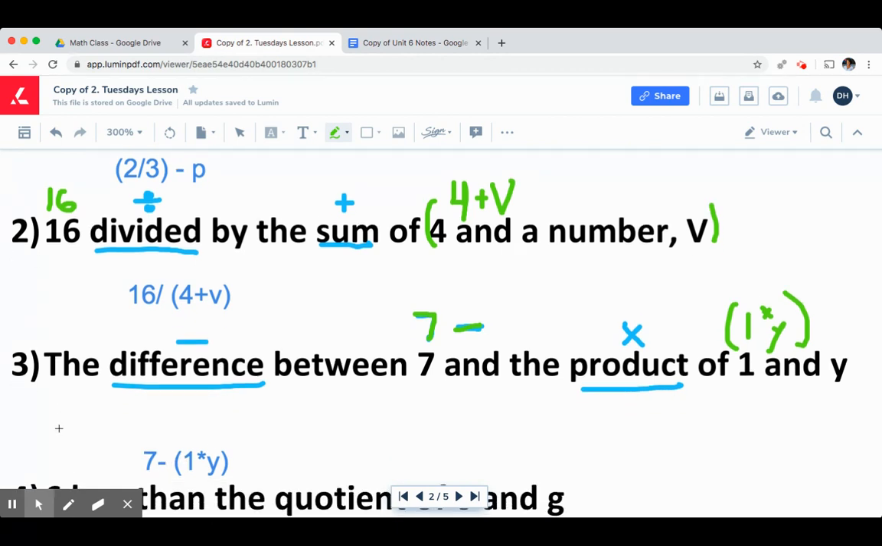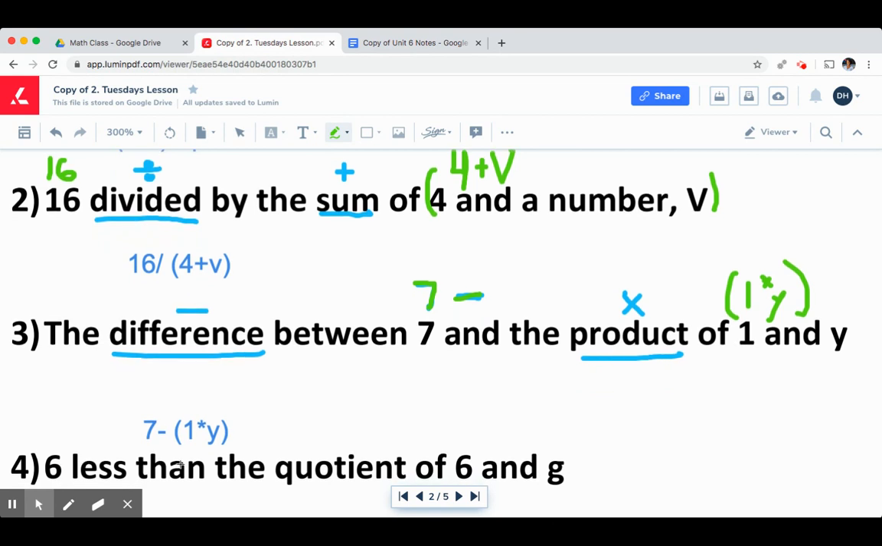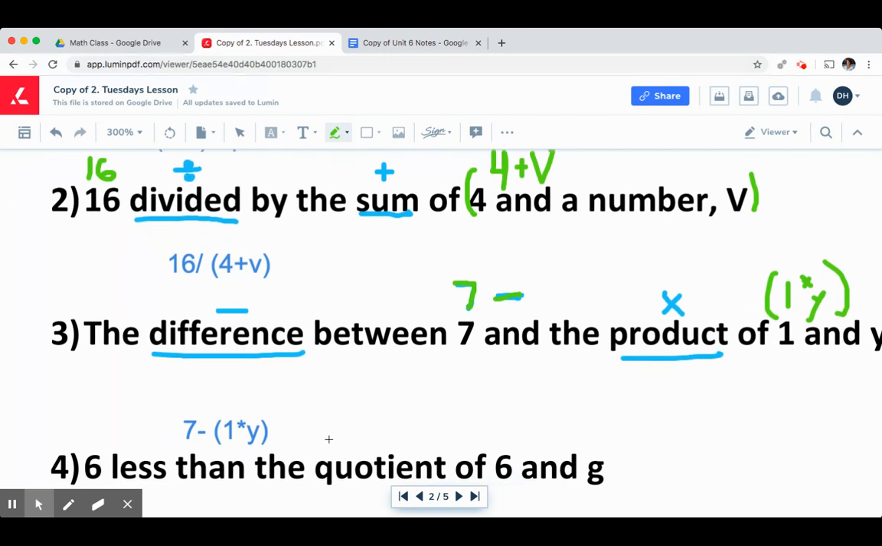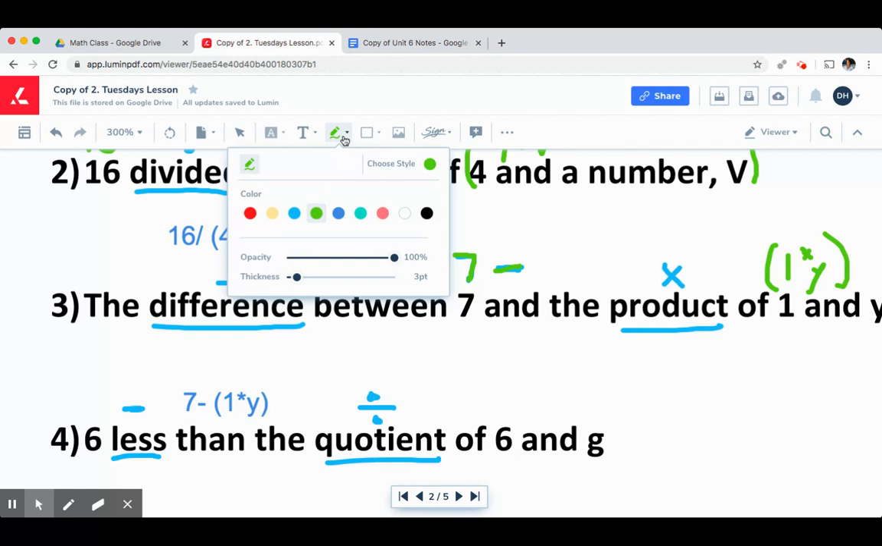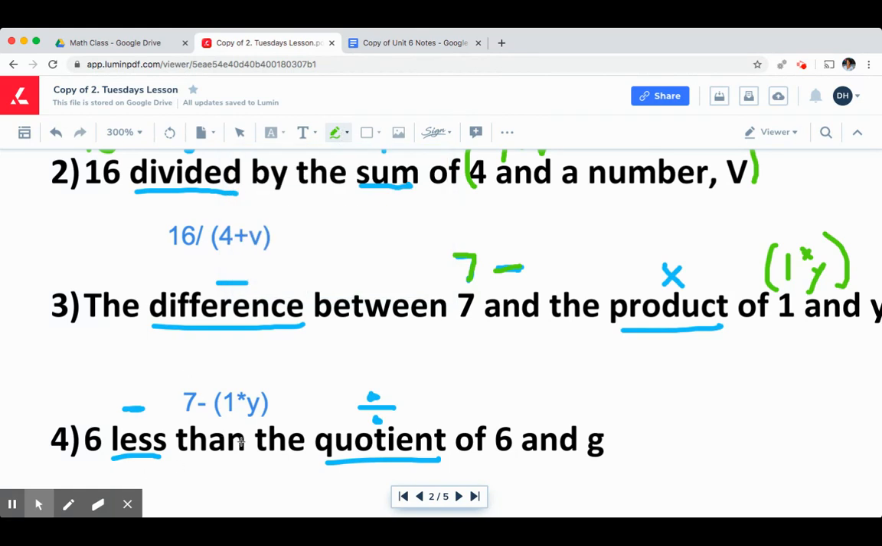Last one. 6 less than the quotient of 6 and g. As I'm annotating this phrase, I notice that I see the words less and quotient. The word less tells me that I'm going to be doing subtraction, and the word quotient tells me that I'm going to be doing division. Next, I need to think about what is being subtracted and what is being divided. 6 less than the quotient of 6 and g.